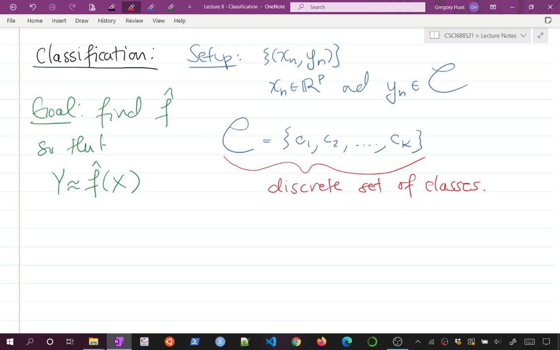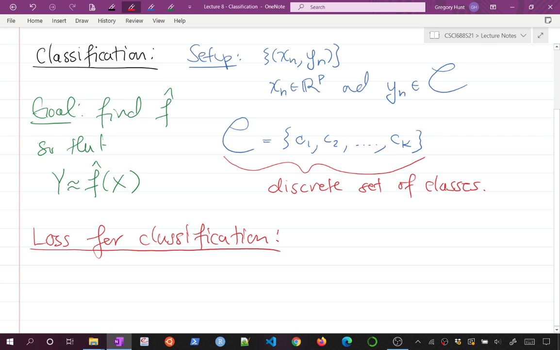And so the loss we use for classification, or a loss we'll use. We'll talk about different losses for both regression and classification. Hopefully we'll get to some other ones later in the course. But just like the squared loss has a lot of nice analytical properties, for classification we have what's called the 0-1 loss.